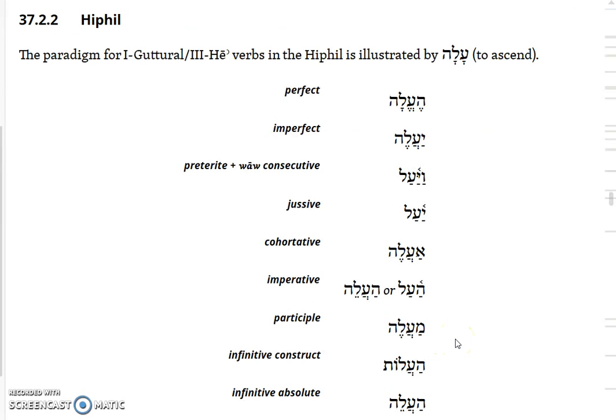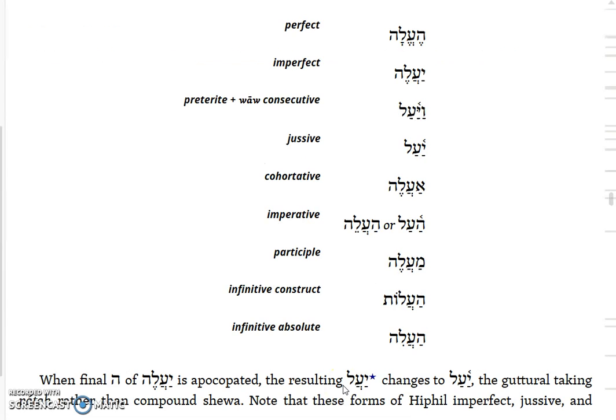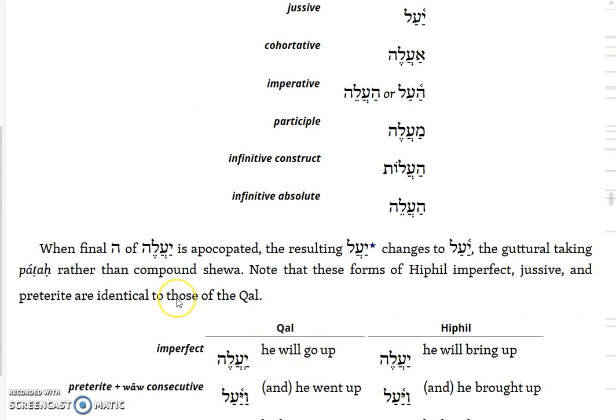The imperative, there would be a difference. You get two forms, either ha'aleh or the shortened form ha'al. The participle is ma'aleh. Infinitive construct will have the ot ending, ha'alot, and the infinitive absolute is ha'aleh. And so when the final hey of ya'aleh is apocopated, the resulting form changes to ya'al, the guttural taking the patah rather than the compound shewa.